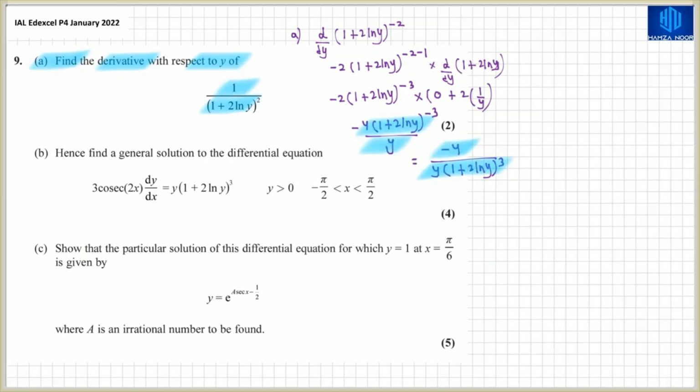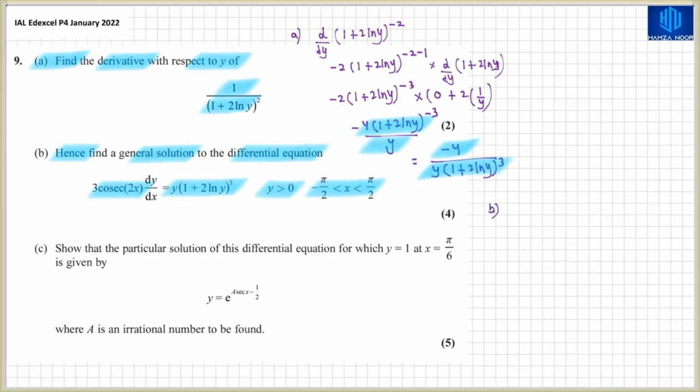In part B, it is said: hence find a general solution to the differential equation 3 multiplied by cosec 2x multiplied by dy over dx equals y multiplied by (1 plus 2 ln y) whole cube, where y is greater than 0 and x is greater than minus pi over 2 and less than pi over 2. First of all, we are going to separate the variables.